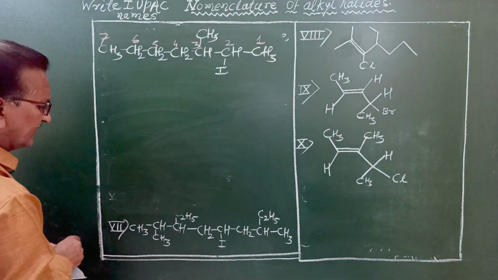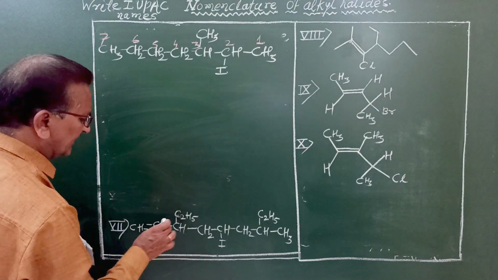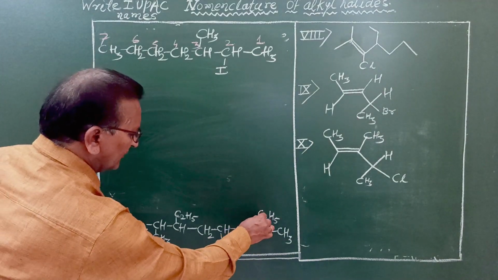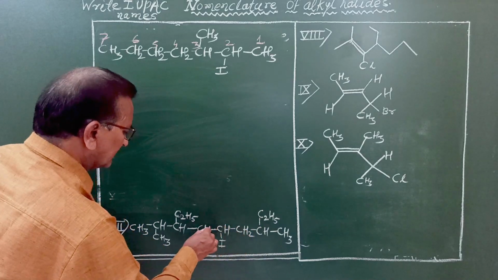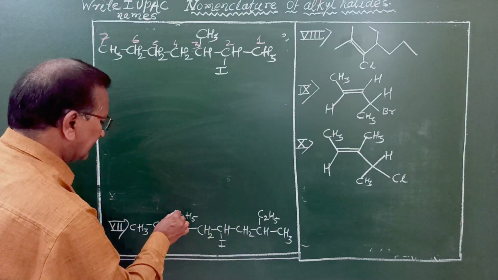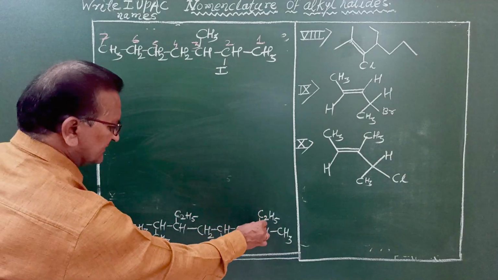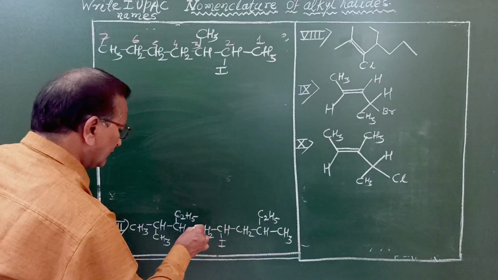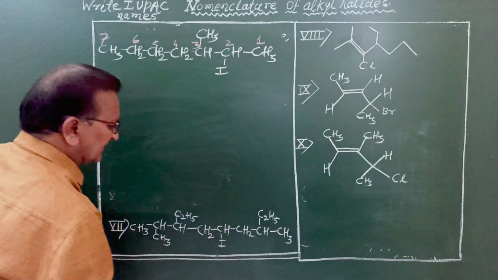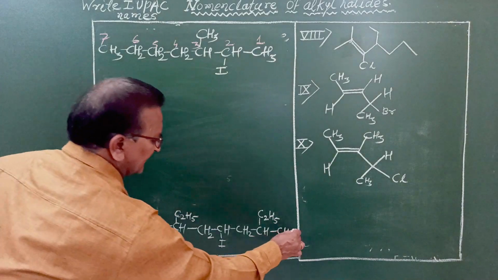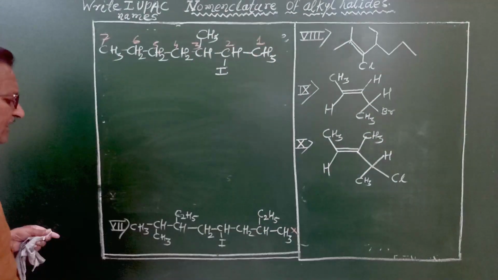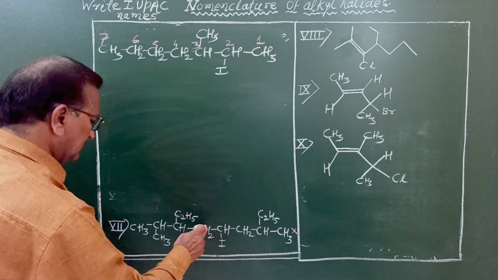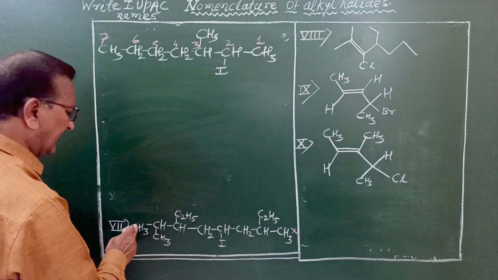Now let us see this one. This is a very, very important example, a very, very interesting example. In this compound, 1, 2, 3, 4, 5, 6, 7, 8 and 9. This chain contains 9 carbon atoms. 1, 2, 3, 4, 5, 6, 7 and 8. This straight chain contains 8 carbon atoms. Therefore, we cannot select this straight chain as the longest continuous chain. Let us see. There is one more chain. 1, 2, 3, 4, 5, 6, 7, 8 and 9.